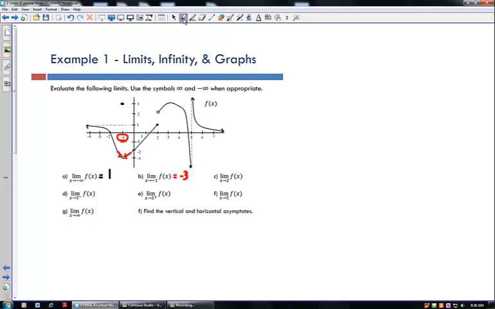And then in part C, let's change colors. I want to look at what happens as x goes to 2, so the limit as x goes to 2 of f of x. Well, here's 2. And then from the left, it hits height 1. Whereas from the right, it's going to come down and hit height 2. And so because those two values don't agree, because the limit from the left is not equal to the limit from the right, we say that this does not exist. So we just write DNE as shorthand for does not exist.